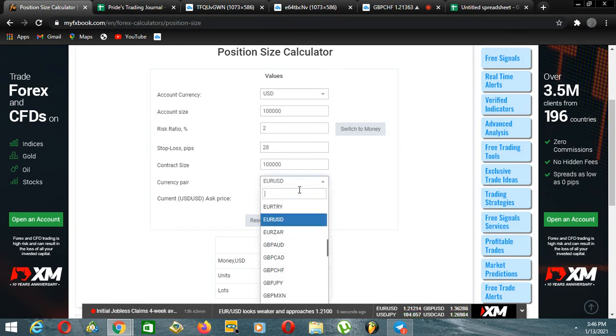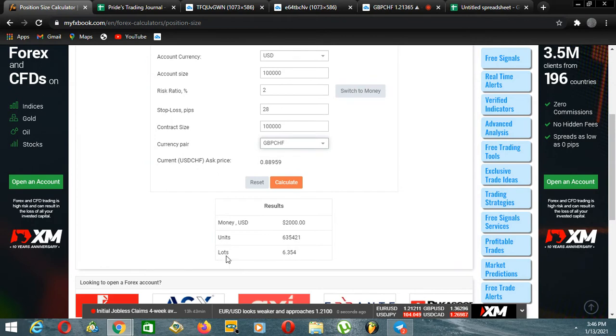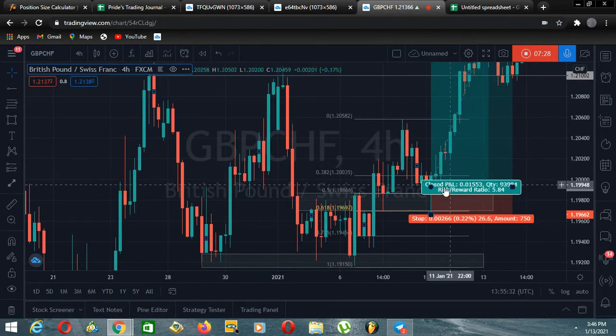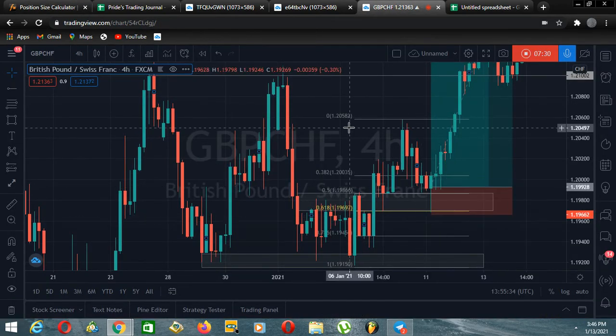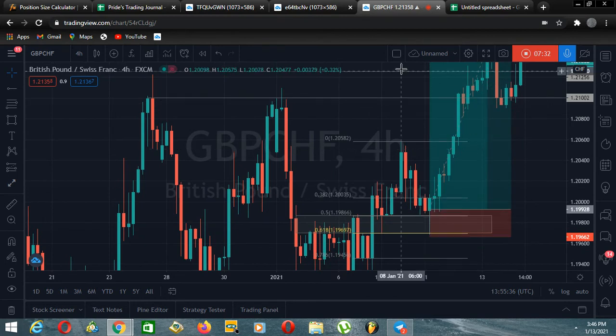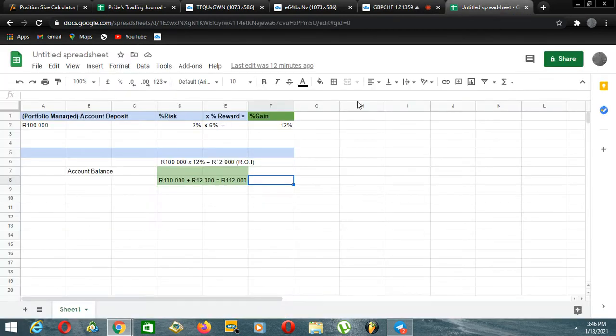And then you type here what pair you're trading, which is pound CHF. This is going to give you the lot size you should use every time you place a trade: 6 lots. Then you place your 6 lots, and you place your stop loss. And this is how much you would have banked, 6% on your account.